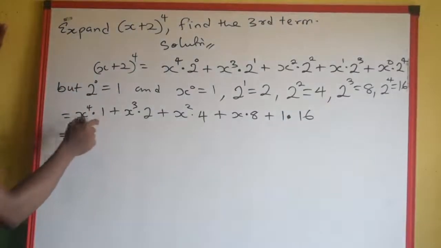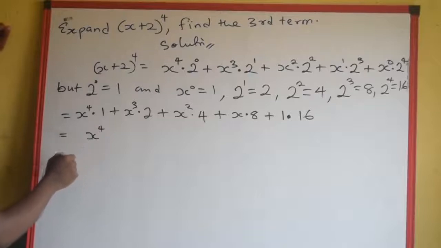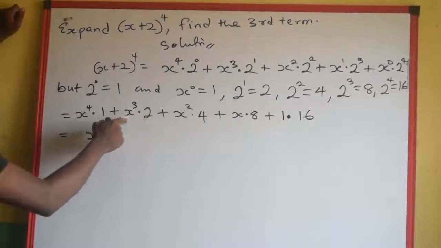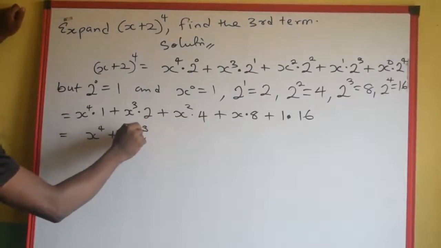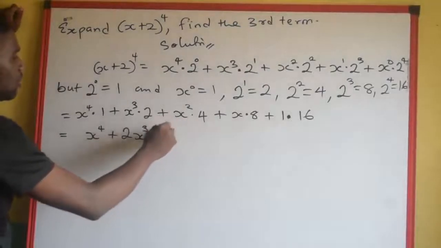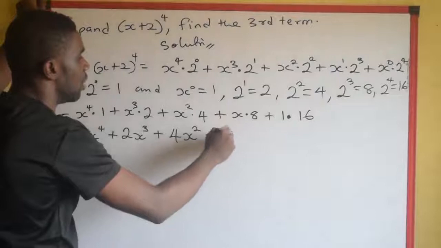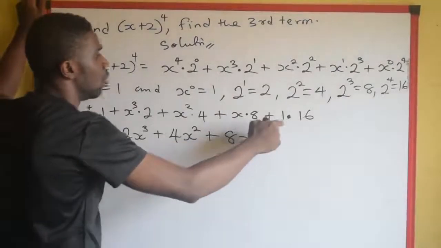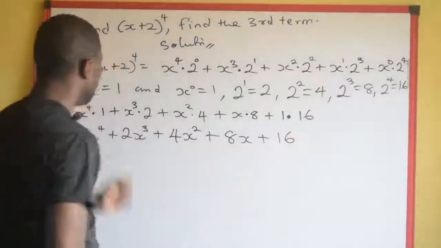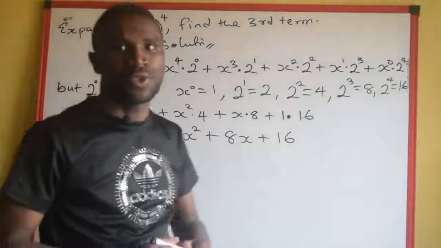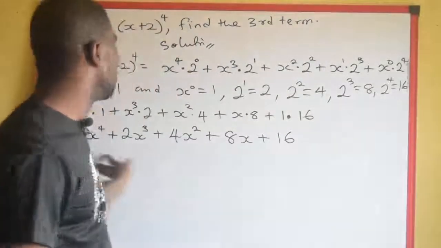We'll have this times this will give us x raised to the power 4, plus this times this will have 2x raised to the power 3, plus this times this will have 4x raised to the power 2, plus this times this will have 8x, plus 1 times this will have 16. Now we have solved the first part and we cannot say that this is the answer.